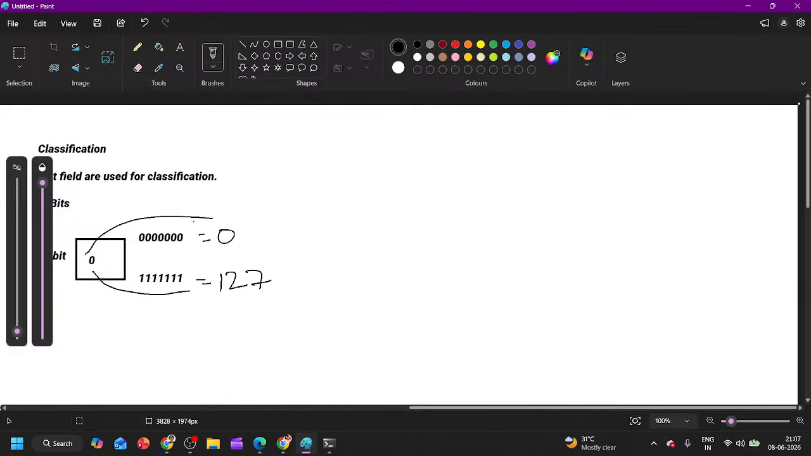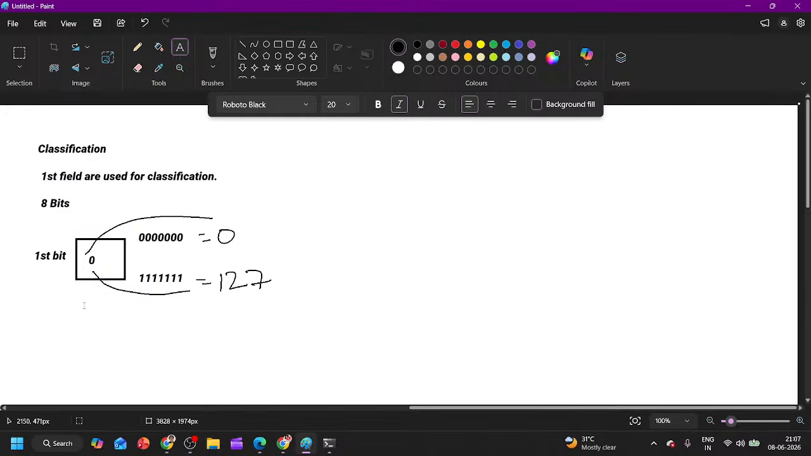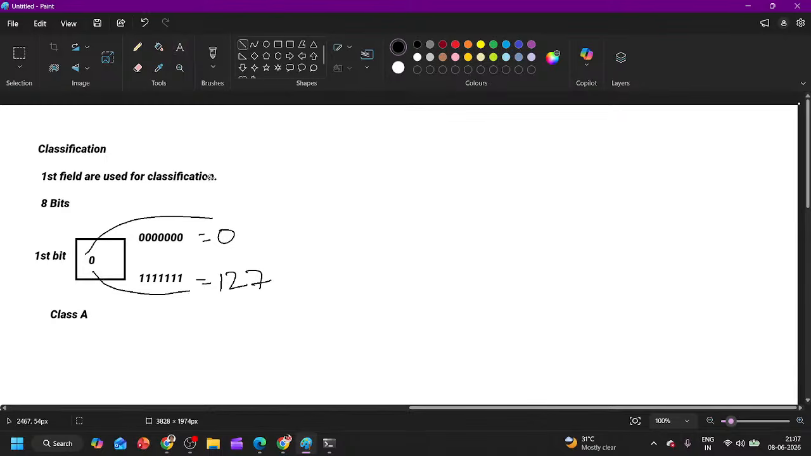127. So if the value in the first octet is in this range, 0 to 127, it means that the IP address belongs to class A. Class A. This is the first class in IPv4 addressing.